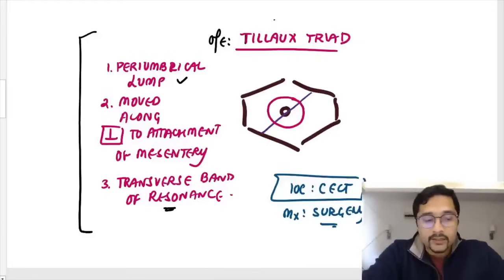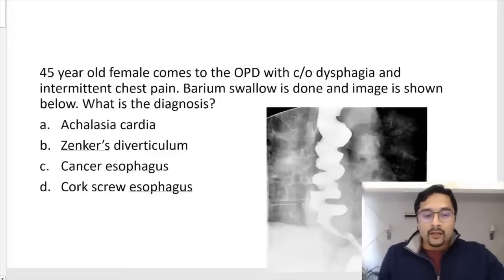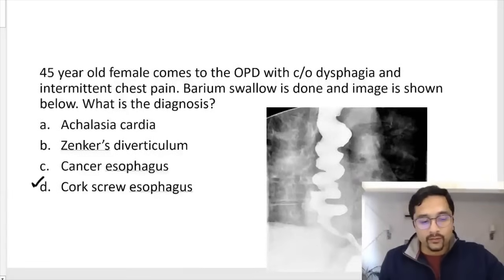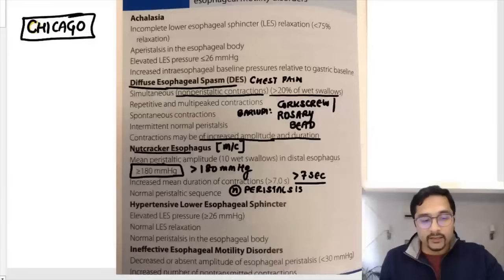This is Tillaux's triad. A 45-year-old female comes to the OPD with complaints of dysphagia and intermittent chest pain. Barium swallow is done and the image is shown. What is the diagnosis? Like I told you, the images of achalasia and corkscrew esophagus are very important. This barium image shows corkscrew esophagus.